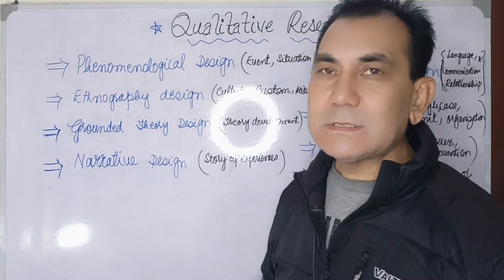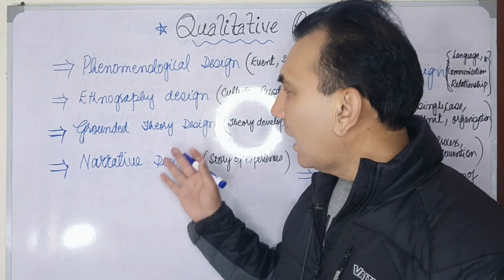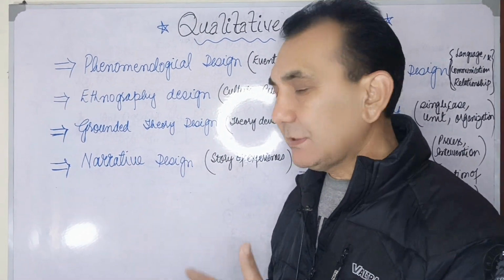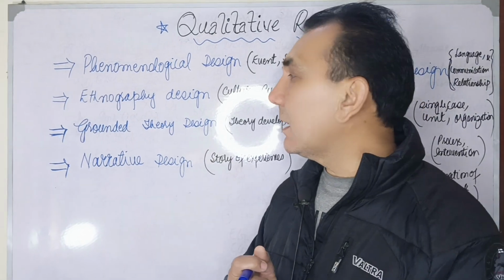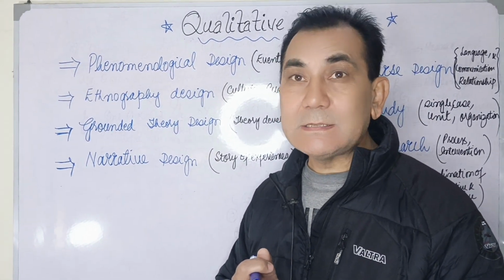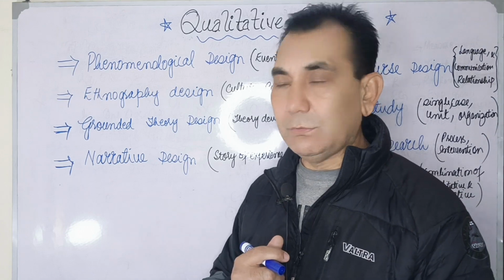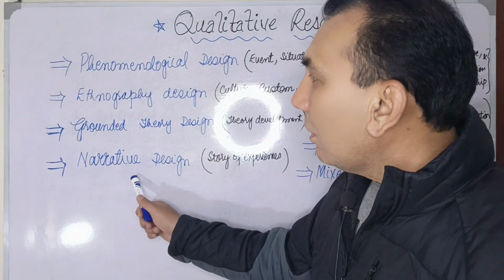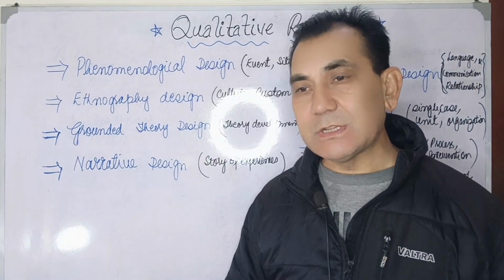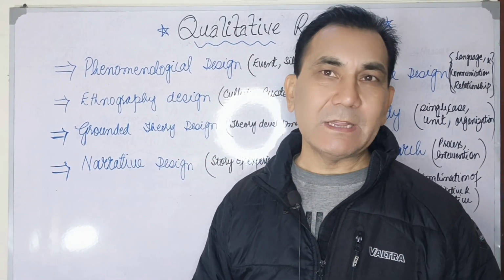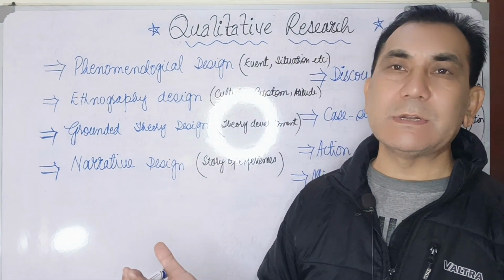So again, this is the IDI, the survey questionnaires, and the focus group discussions. Even though content analysis is the best way of data collection in grounded theory. Now, the fourth type of study design used in qualitative methodology is called the narrative analysis or narrative design.